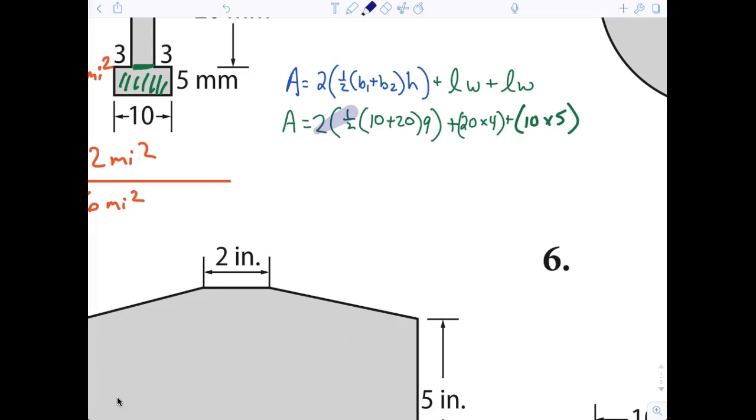Now what's 10 plus 20? 30 times 9. 270. Plus, what's 20 times 4? 80. Plus, what's 10 times 5? So my final answer, Bradley, I'm proud of you, buddy. That was a good job. 400 millimeters squared.